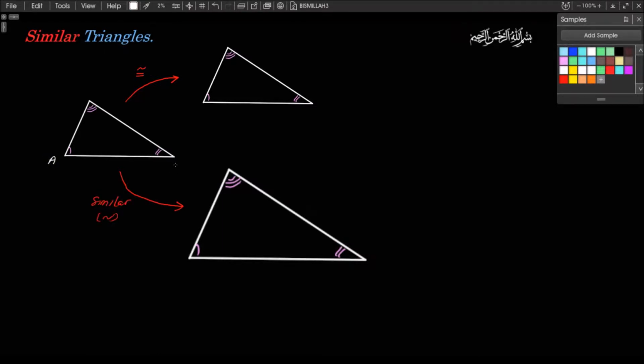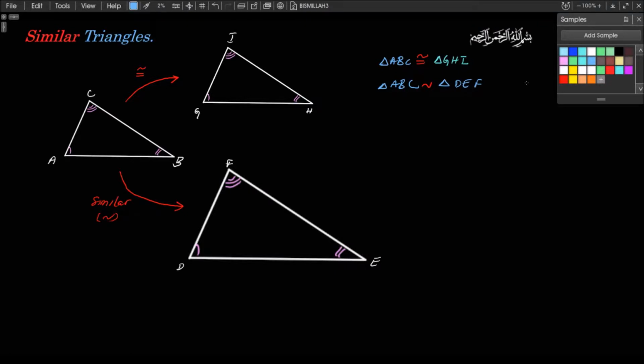So let's give these triangles some names. We can say triangle ABC is congruent to triangle GHI. And then we can say triangle ABC is similar to triangle DEF over here. Now, just like in congruent triangles, with similar triangles you have to be very careful in how you name the triangles and the order of the vertices. So you have to go in the same order.